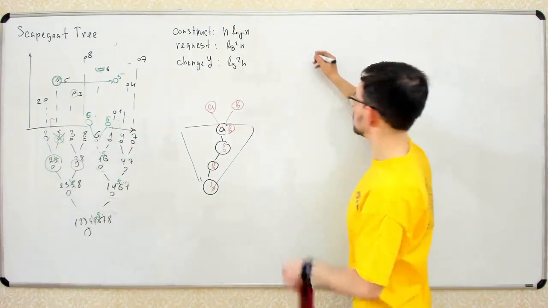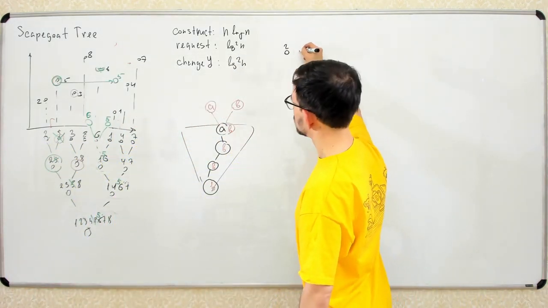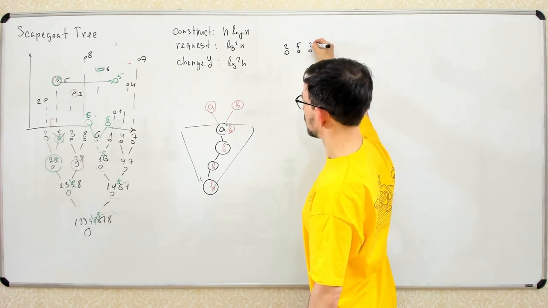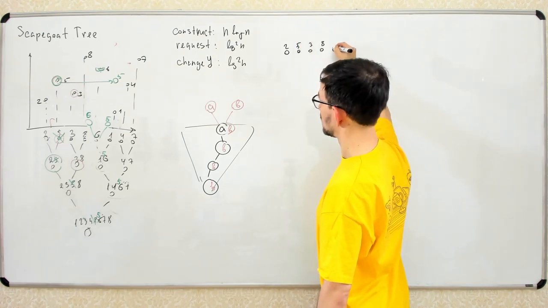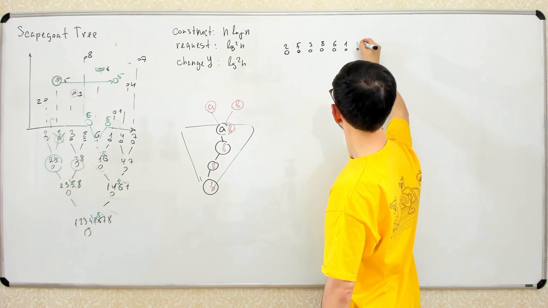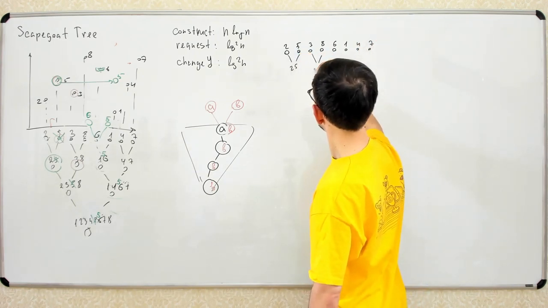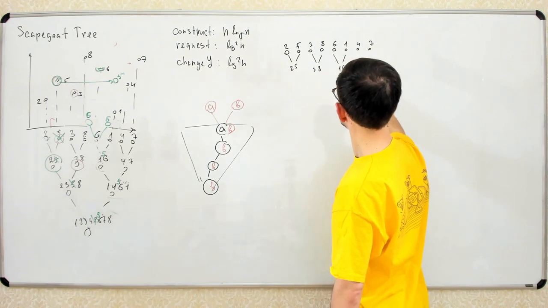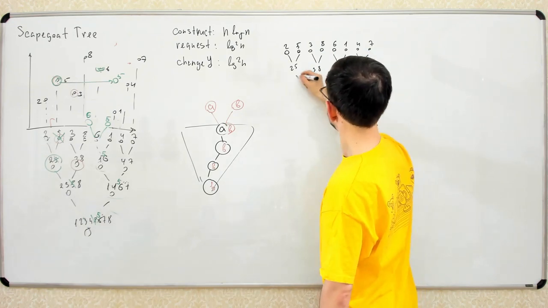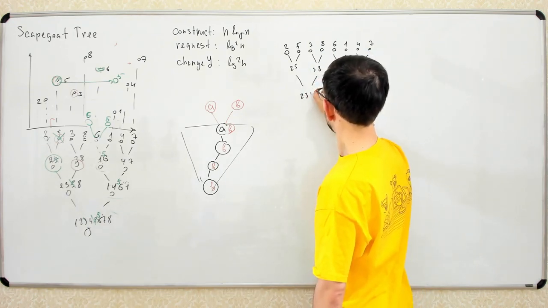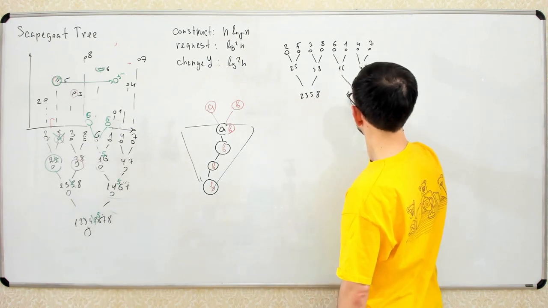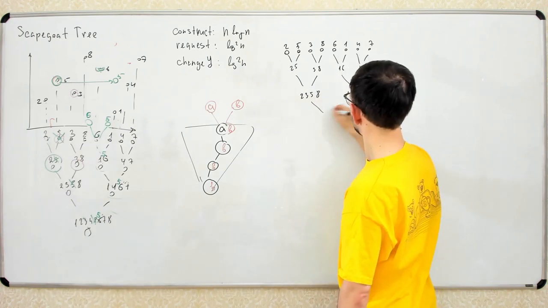Again, let me show you again. So you have this 2, 5, 3, 8, 6, 1, 4, and 7. Here we have 2, 5, here we have 3, 8, here we have 1, 6, 4, 7. Then 2, 3, 5, 8, here we have 1, 4, 6, 7, and here we have everything.